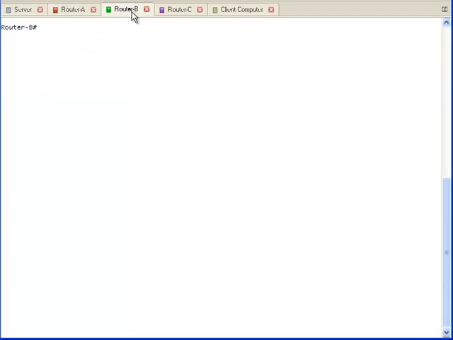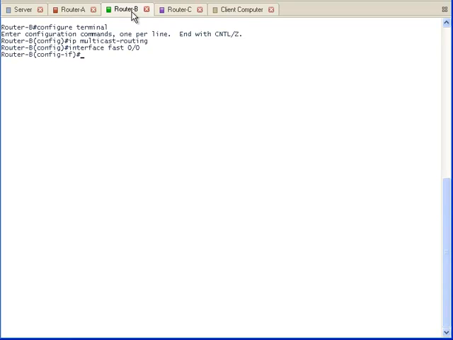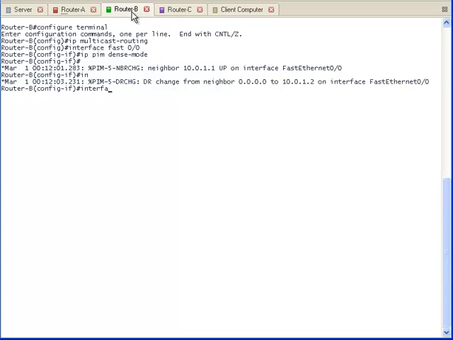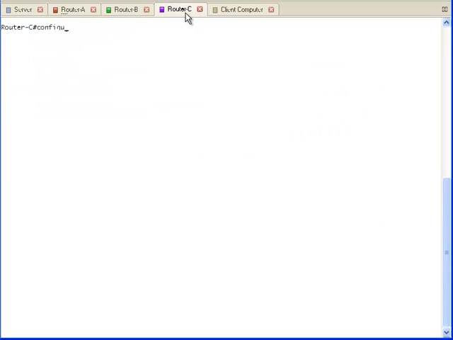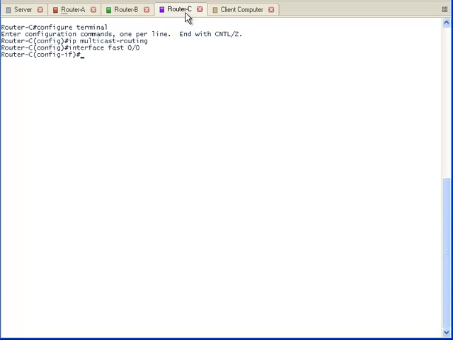Let's do the same with router B. We configure multicasting on the router. Dense mode is configured on both interfaces. Next, we will go to router C and do the exact same thing. The router is configured for multicasting, and we will configure both interfaces to use the dense mode.